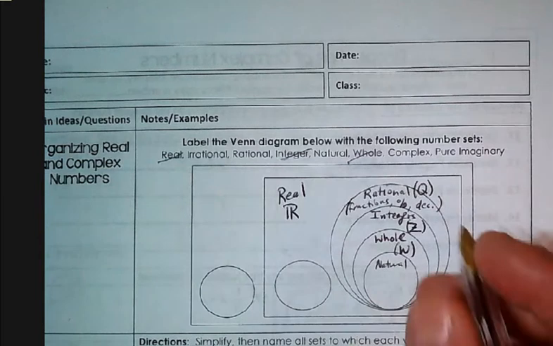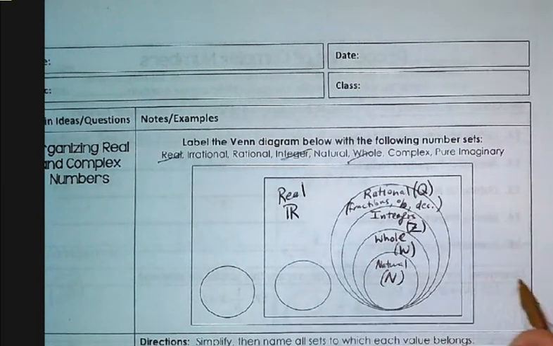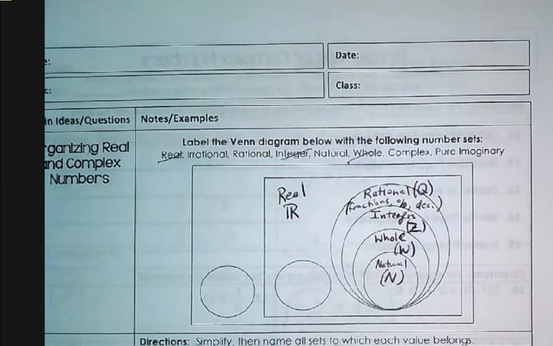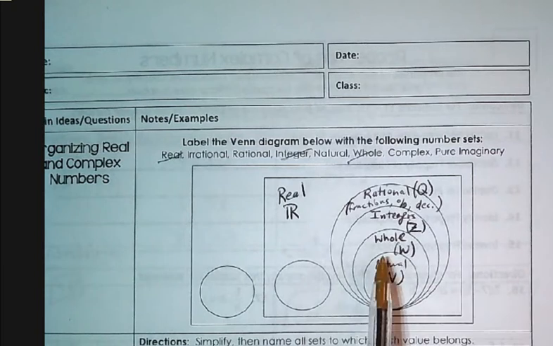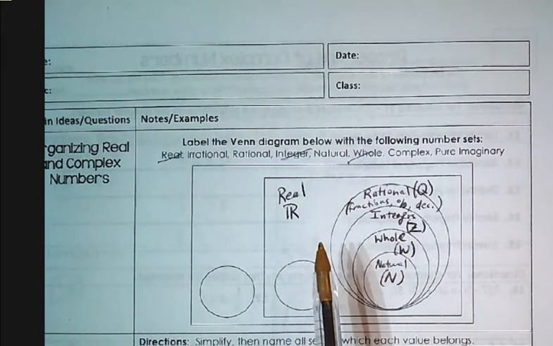Okay, so the natural number symbol was N. Now the natural numbers are the numbers that we say when we count, like 1, 2, 3, 4, 5, 6, and so forth. Whole numbers are the natural numbers, including 0. The integers are all the whole numbers and their opposites, so the negatives.